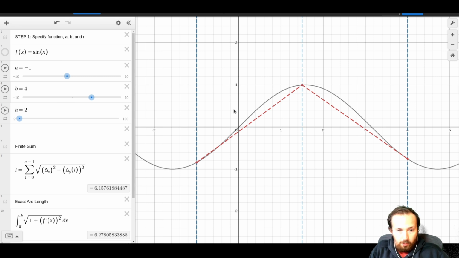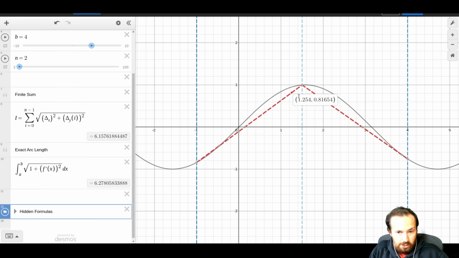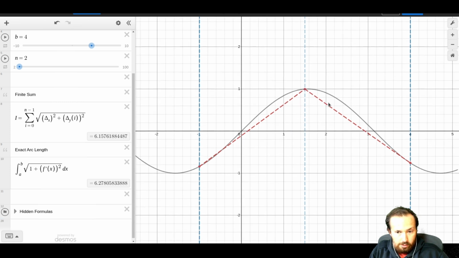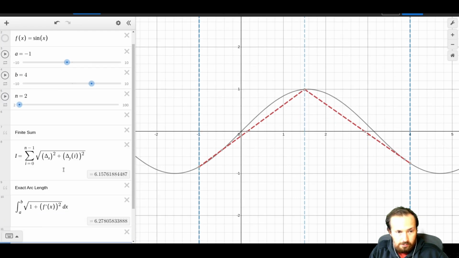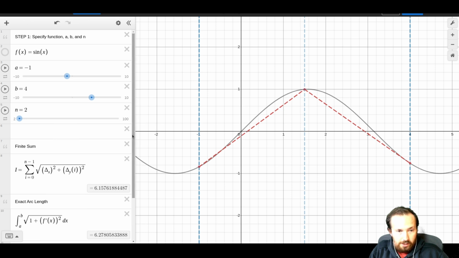Now that we have a formula to approximate the arc length, the question is, what do we do with it? Because remember, we're not trying to find an approximation for the arc length. We're trying to find the actual exact arc length. The answer is basically that we do what we did with Riemann sums. If we let n increase to infinity, as n gets bigger and bigger, this approximation is going to get closer and closer to the actual value. So that's what we'll try here.